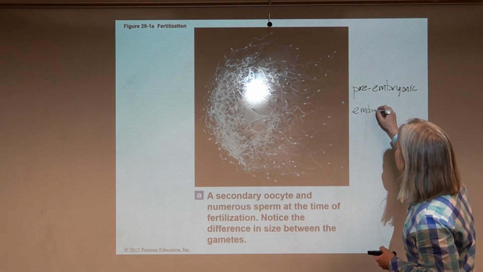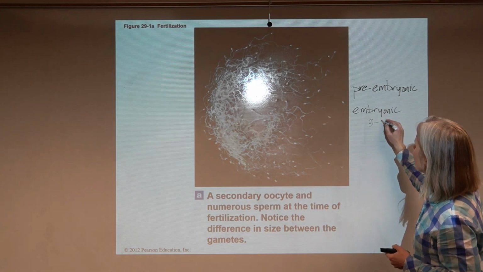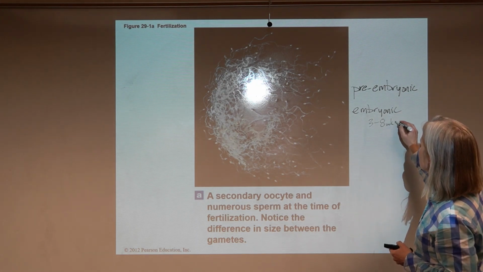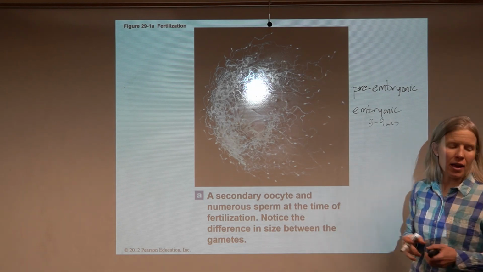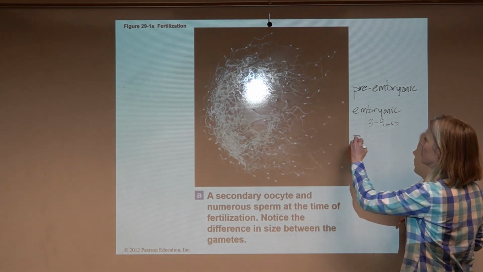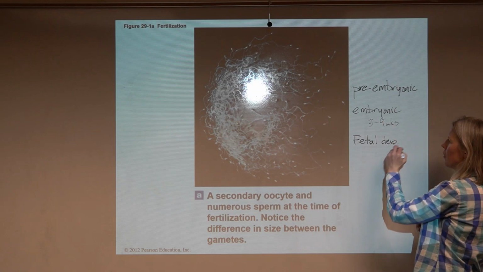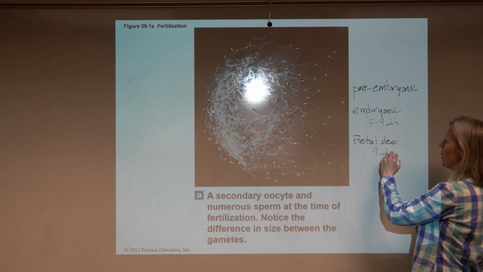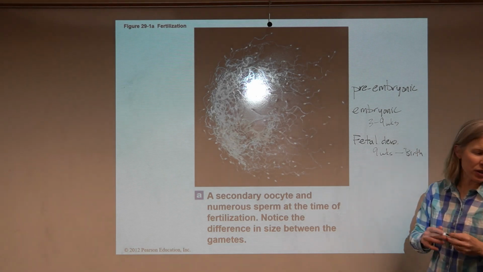Embryonic development then is from weeks 3 to 9 weeks, right? And from there, then we're looking at fetal development. Right? And that's going to take us from the 9 weeks on to birth at around 9 months.